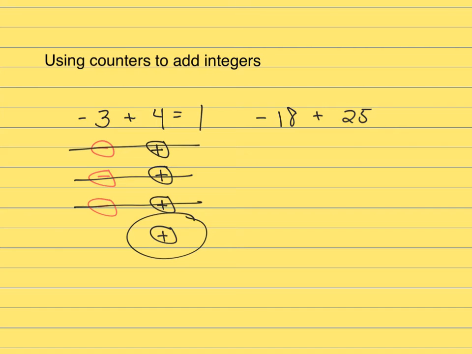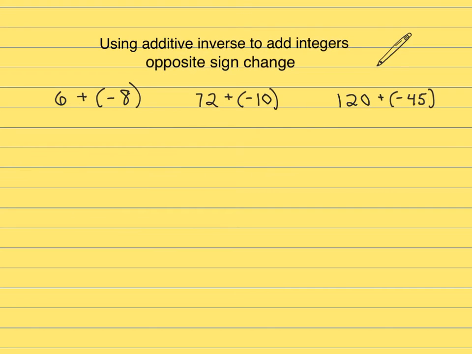Now that's fine when you're using really small numbers, probably 5 or less. As soon as you get to double digits, like -18 plus 25, you do not want to be using counters anymore. So instead, we can use other strategies like we've already practiced in this lesson.